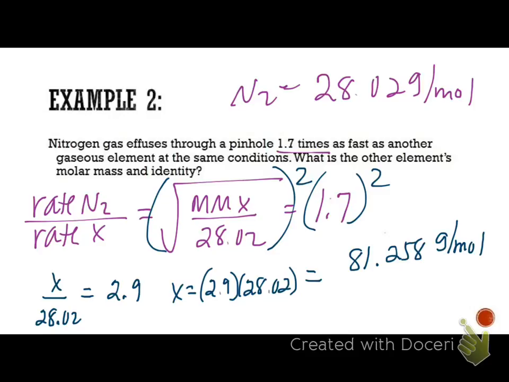And so if I go look at the periodic table, the closest elemental gas to that number is in fact krypton. And so we could say that is krypton.